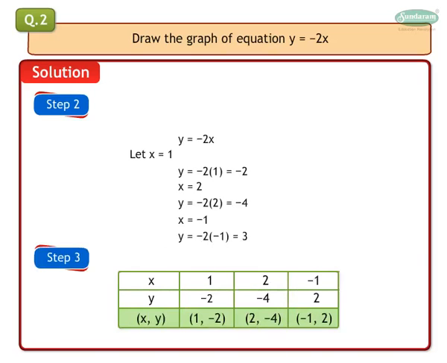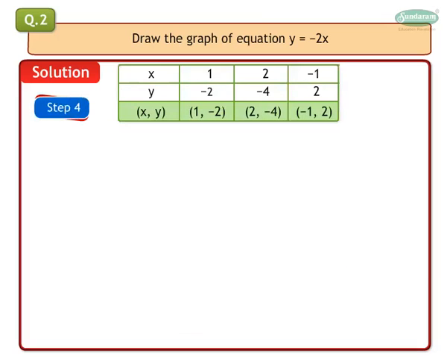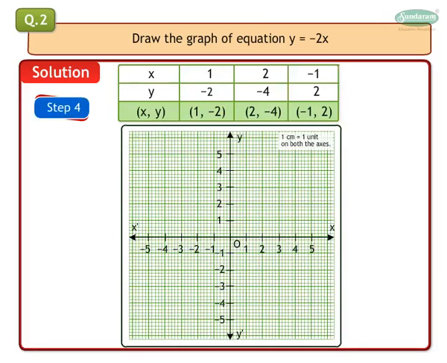Step 3. Write these values of x and y in the form of a table. Do not forget to write the ordered pairs in the last row. Step 4. Now take a graph paper, draw the x and y axis as usual. Take a suitable scale and mark the ordered pairs on the graph.